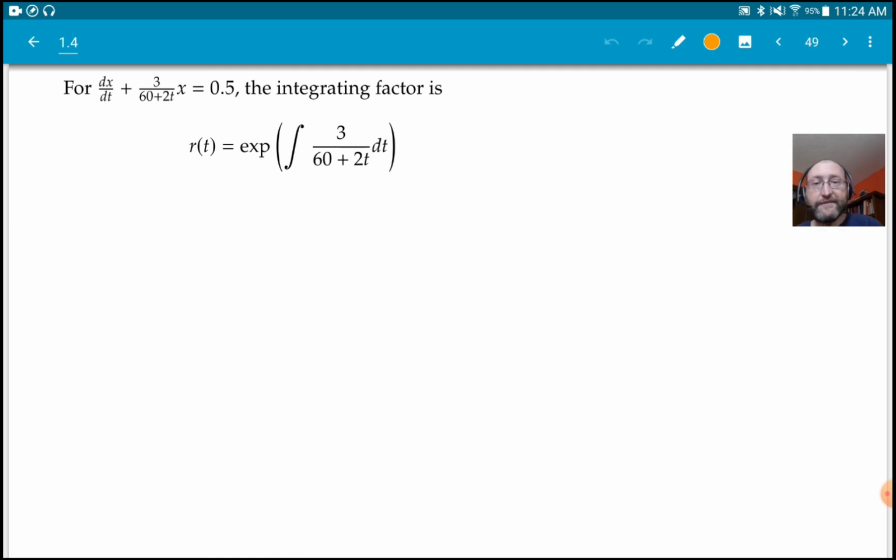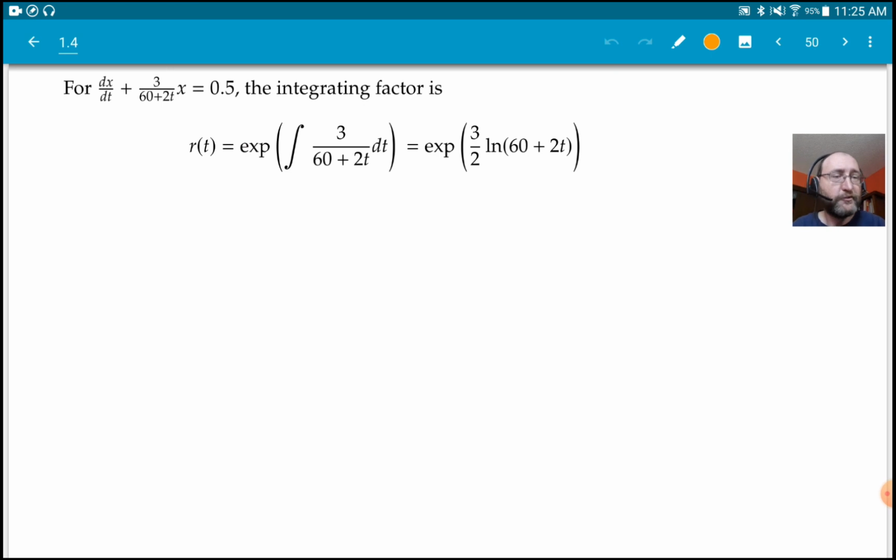So here the integrating factor is, well, we take the p. And notice how the variable names didn't matter. The variable names are different, and that's normal. So X is now the dependent variable, and T is the independent variable. That's why we're integrating with respect to T here. So this is our P. We find some antiderivative and we take the exponential.